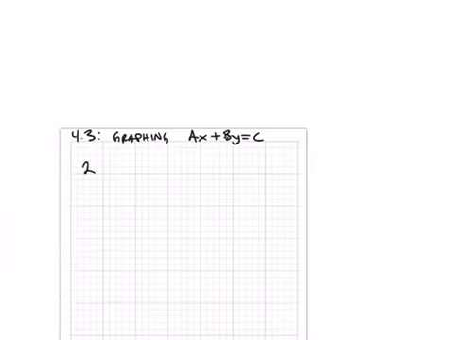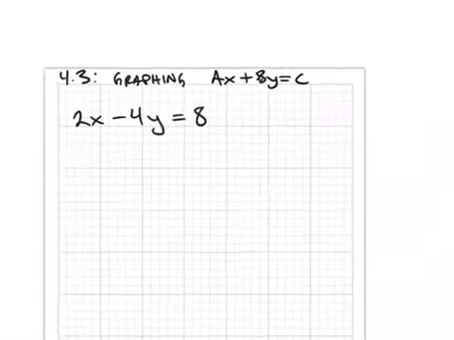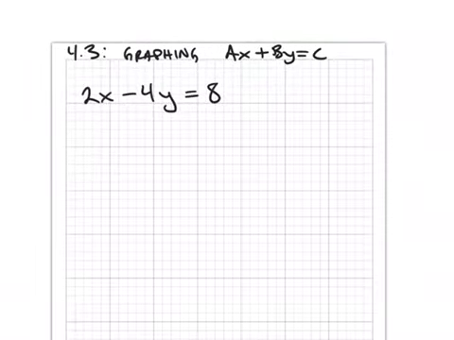Hey everyone, so we're going to try graphing from this other type of equation, ax plus by equals c. We're going to try that one more time, but I'm going to do it a completely different way, and I'll do it with a different example now. 2x minus 4y equals 8. If you like the way on the first page, or the first video, you can do it that way. If you like this way, you can do it this way instead.